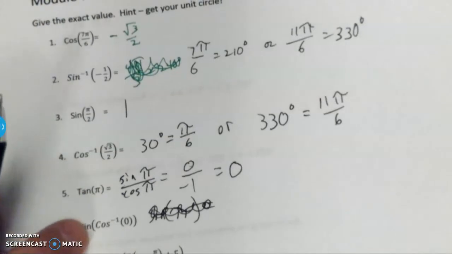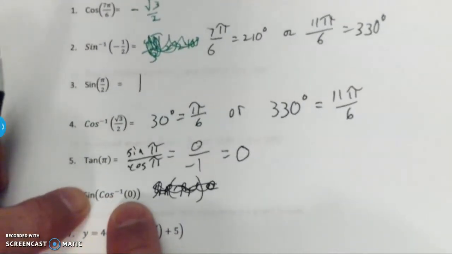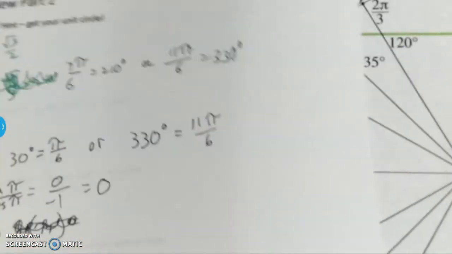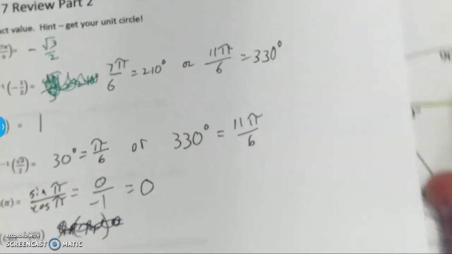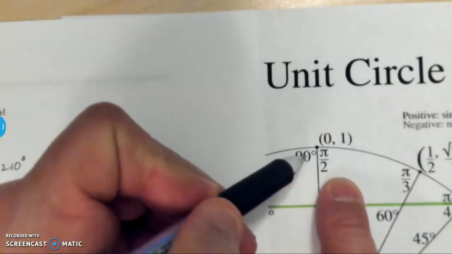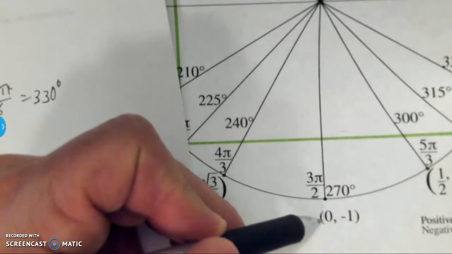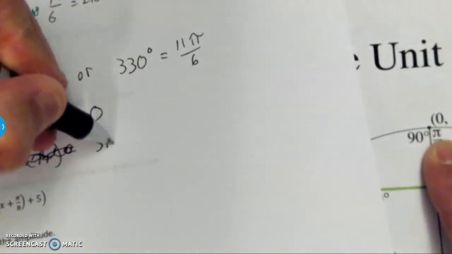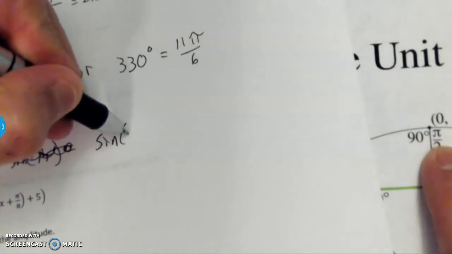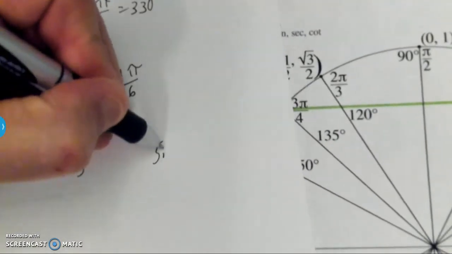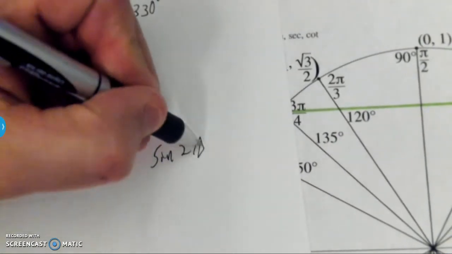So when I do the inverse cosine of 0, I need an x that is 0. My goodness. So the x is 0 at 90 degrees, and the x is 0 at 270 degrees. Then that would mean we need the sine of 90 degrees, and we need the sine of 270 degrees.